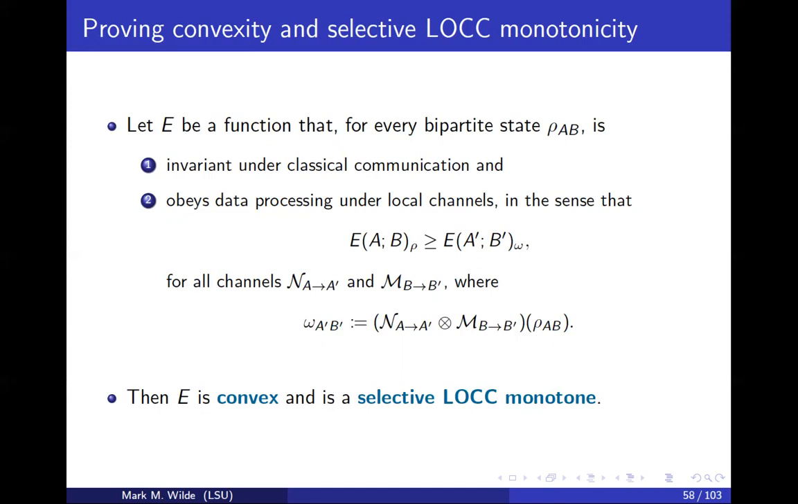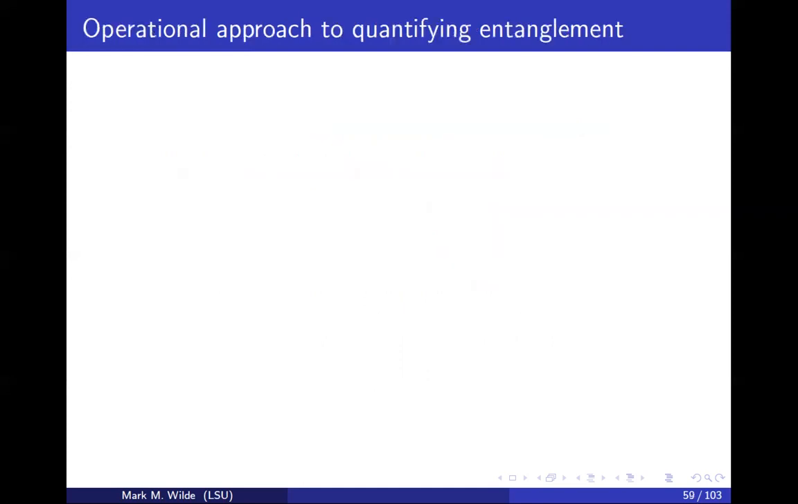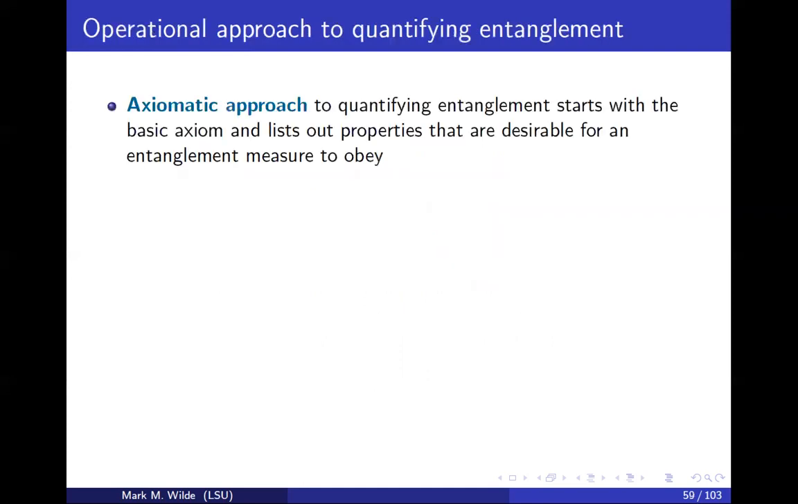Later on, we'll talk about a few of them, entanglement of formation, relative entropy of entanglement, squashed entanglement. They all obey this. They have the convexity and selective LOCC monotonicity. All right, let's stop there and we'll pick up again next time.